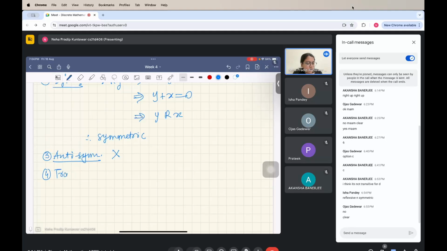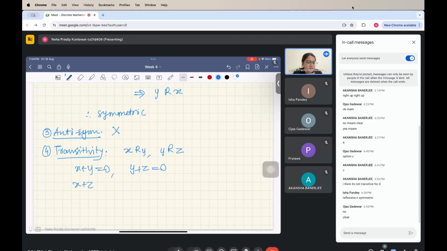And let's take a look at transitivity. So let's say x is related to y and y is related to z. What that means is x plus y is 0, y plus z is 0. So what can you say about x plus z?